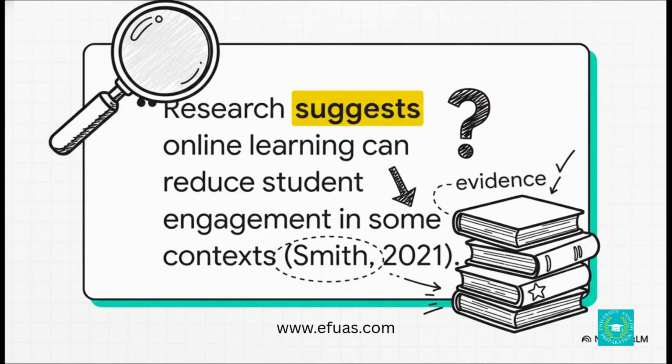Now watch this. We're going to transform that simple opinion into a proper academic argument. Did you notice the change in the words we use? Words like suggests, can reduce, and in some contexts. This new statement is specific, it's balanced, and this is the most important part, it's supported by evidence, which we can see from that little citation at the end.